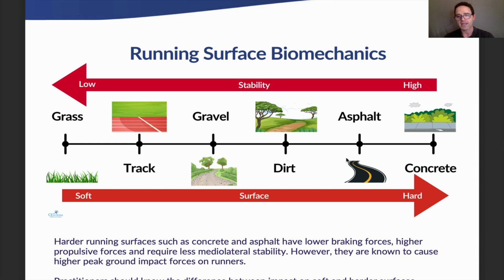On the opposite side of things, you use that concrete more towards race day. It's going to mimic the conditions that they're most likely going to undergo. And also it's going to be the best mimicking, the best efficiency. It's going to help fine tune everything.